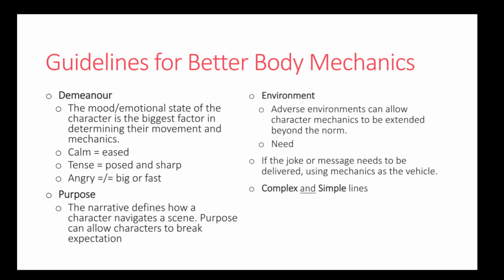So here are the guidelines that we're going to look at today. These are the things we're going to start to carry across. So, guidelines for better body mechanics. The first one is demeanor. So the mood, the state of mind, state of being of the character defines how they move. In fact, I put it there that it's the biggest factor in determining their movement and mechanics, how they feel at any given time.